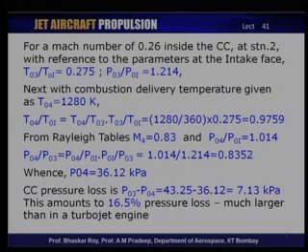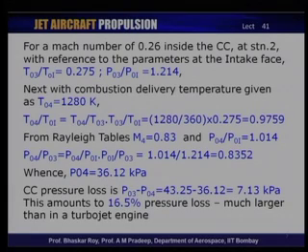The combustion delivery temperature has already been prescribed as 1280 K, and hence the combustion chamber temperature T04 can be found from the temperature ratio T04 by T01, which would be the product of two temperature ratios, T04 by T03 into T03 by T01. Now, the first one is 1280 by 360, and the second one is 0.275, and we get a ratio of 0.9759.